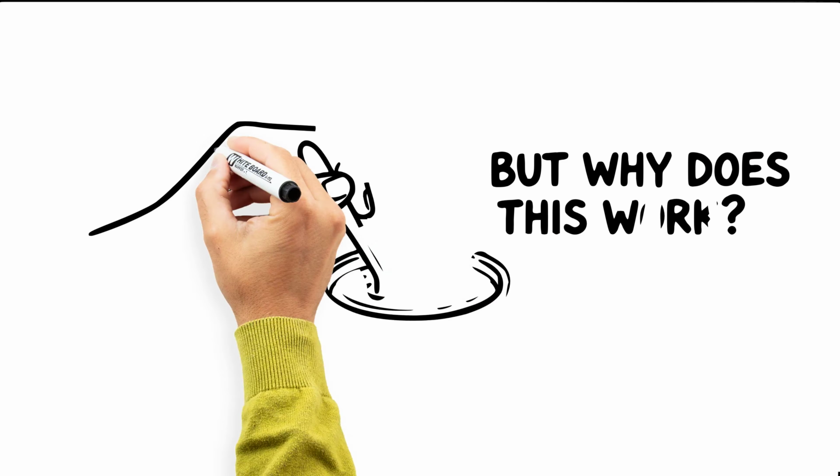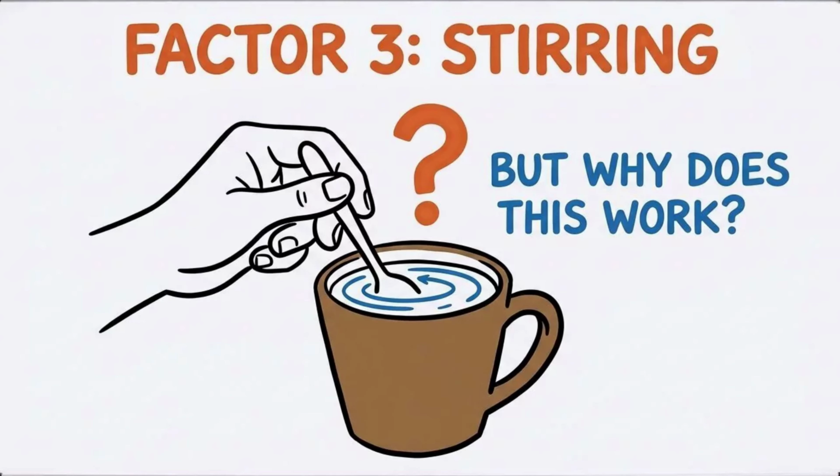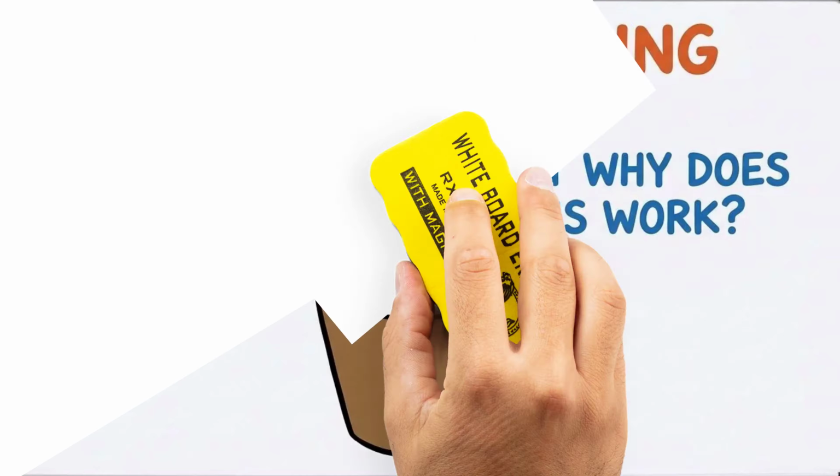Factor 3. Stirring. You've done this thousands of times. You put sugar in your coffee, you stir it. But why does stirring actually make things dissolve faster? Think carefully about what stirring is actually doing.